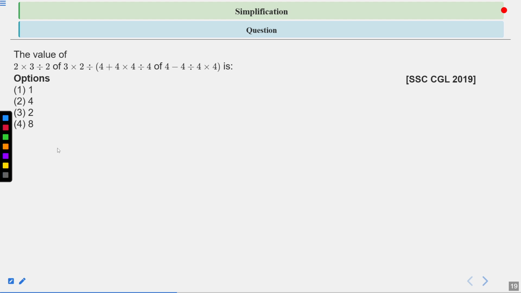So the value of 2 into 3 dividing by 2 of 3 into 2 dividing by, in small bracket, 4 plus 4 into 4 dividing by 4 of 4 minus 4 dividing 4 multiplying by 4 is. This question was asked in the SSC CGL 2019 exam. There are 4 options. First one is 1, second is 4, third one is 2, and fourth one is 8. Now you have 10 seconds to analyze the question. Your time starts now.